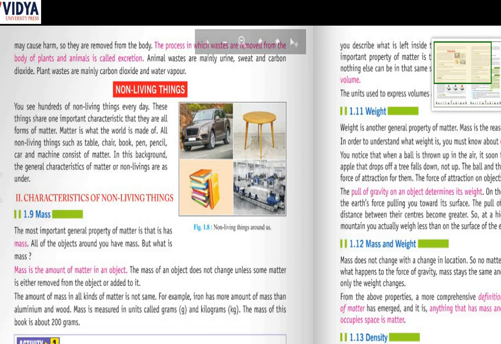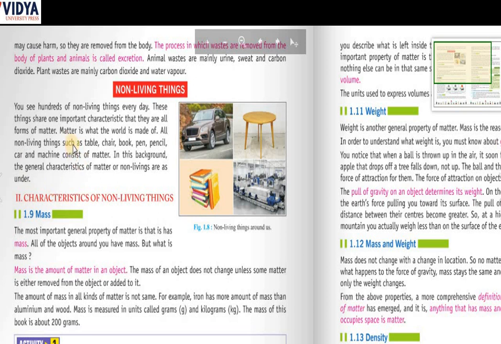Non-living things. You see hundreds of non-living things every day. These things share one important characteristic, that they are all forms of matter. Matter is what the world is made of. All non-living things such as table, chair, book, pen, pencil, car and machine consist of matter. In this background, the general characteristics of matter or non-living things are as under.